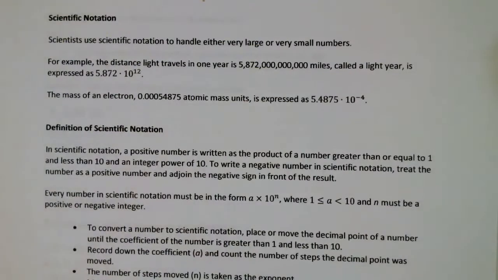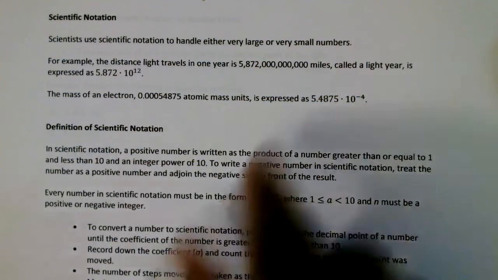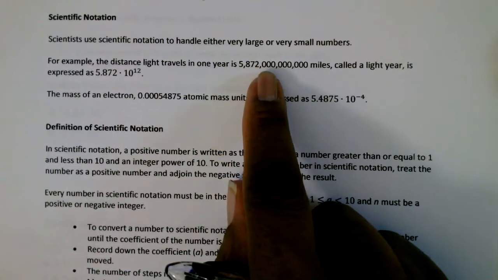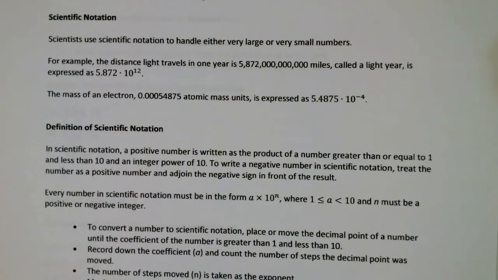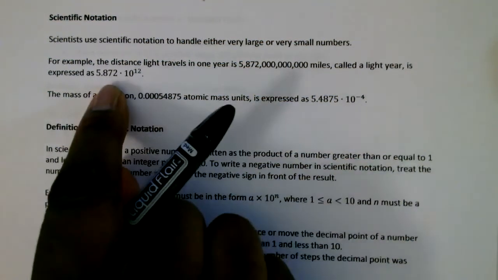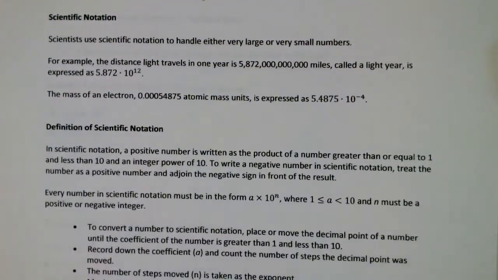Okay. All right, next we're going to look at scientific notation, how to convert from standard form to scientific notation and the other way around. Scientists use scientific notation to handle either very large or very small numbers. For example, the distance light travels in 1 year is this huge number, 5,872,000,000,000 miles, and that's called a light year. And we can express that in scientific notation as 5.872 times 10 to the 12th power.